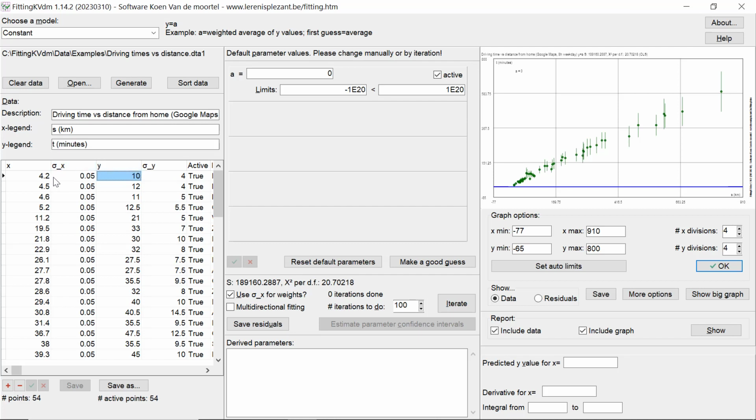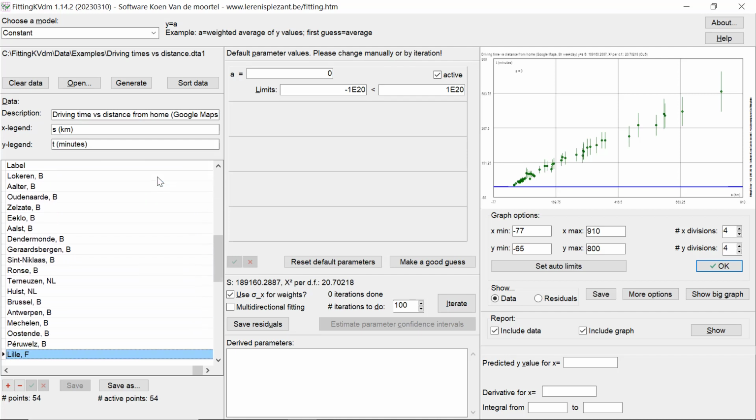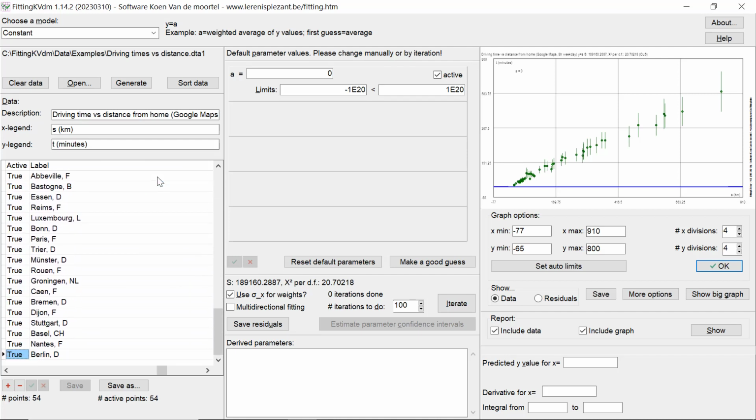Now in this program you have to enter a confidence interval. So 4.2 kilometers, it's rounded to 0.1 kilometer. So it means the maximal deviation is 0.05 kilometers. Google gave a driving time between 6 and 14 minutes in this case. So that's 10 plus or minus 4. So these are all the places I entered.